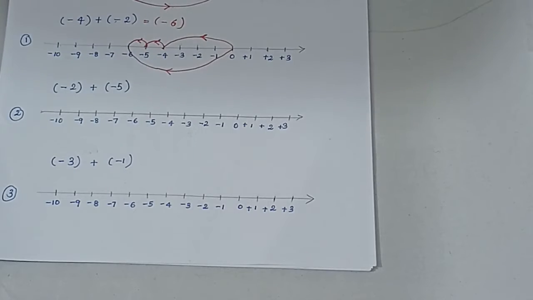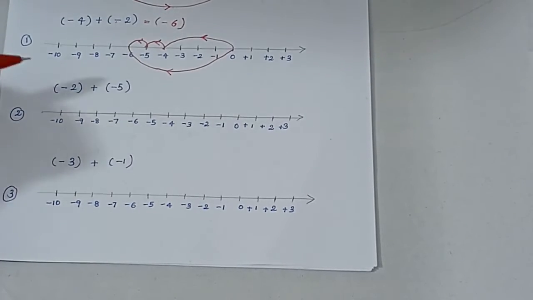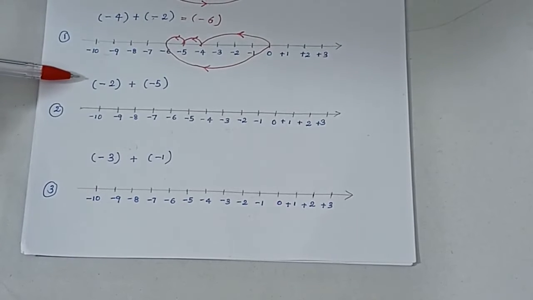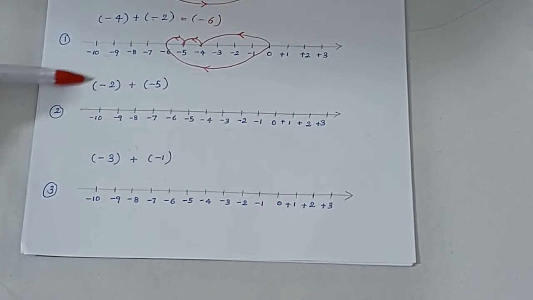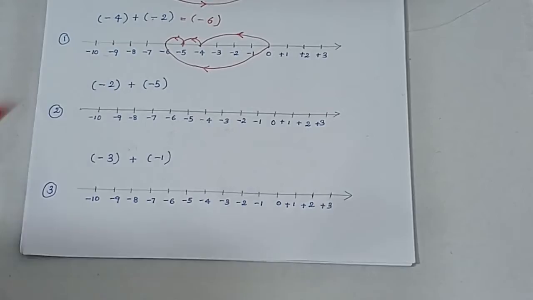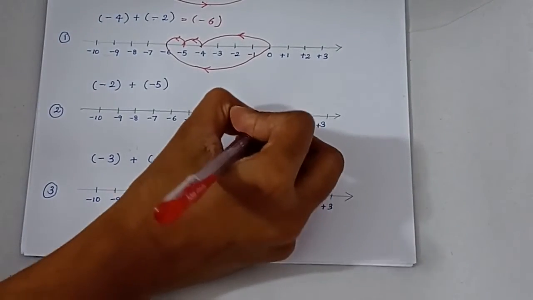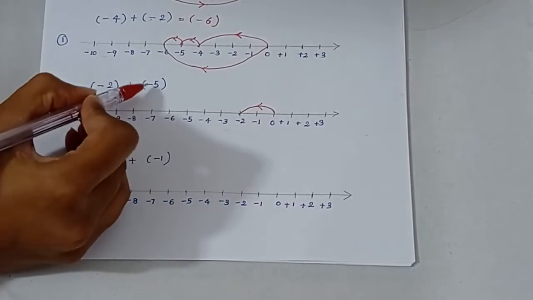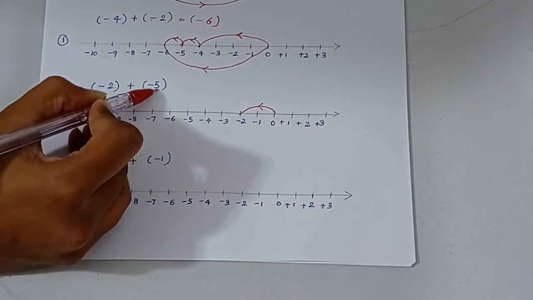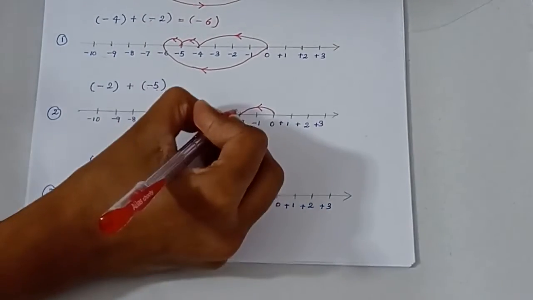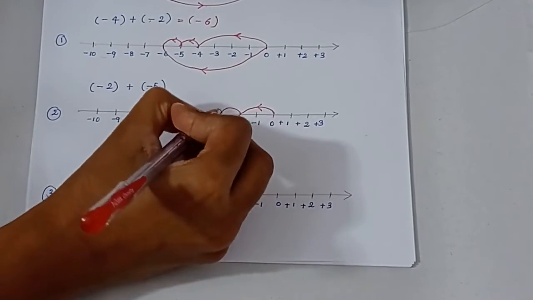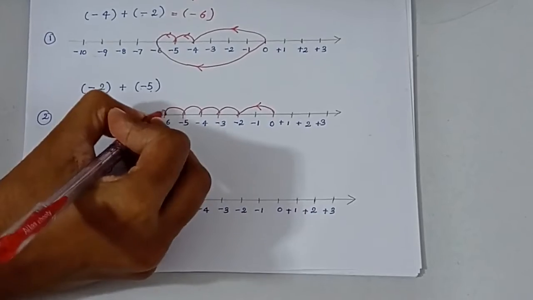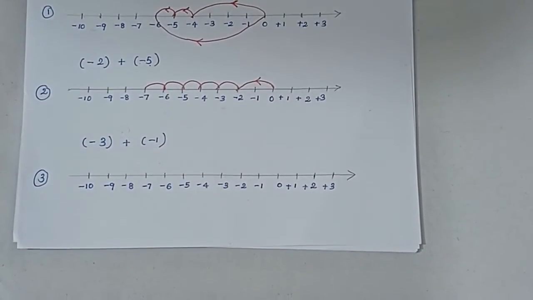Let's see the second example. You have to add negative 5 to negative 2. The first integer is negative 2. Starting from 0, find negative 2. It's like this. Then how many places? 5 places to the negative side. 1, 2, 3, 4, 5. Like this. Can you see?